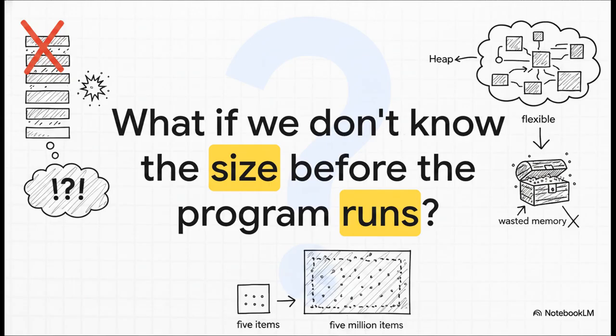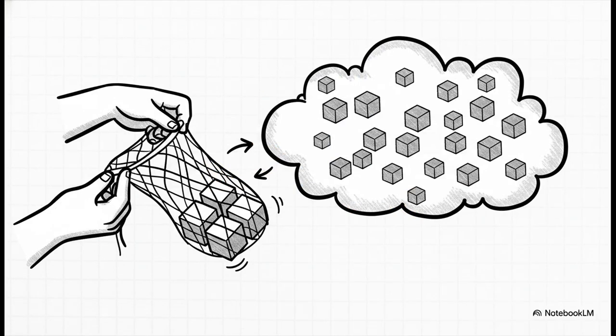This right here is exactly why dynamic memory on the heap isn't just a nice to have. It's an absolute necessity for real-world applications. It gives you the ultimate flexibility. So enter your new best friend, malloc. That stands for Memory Allocate.